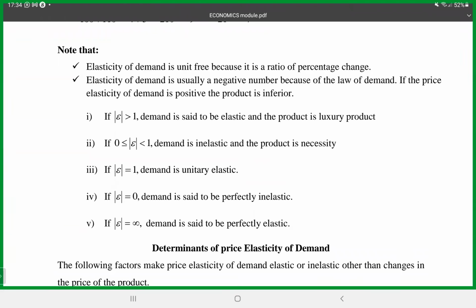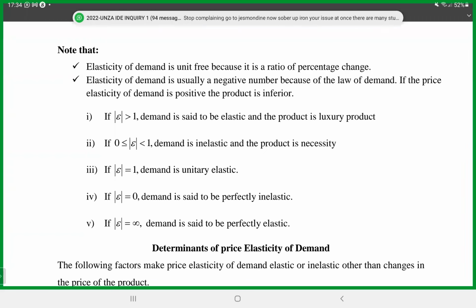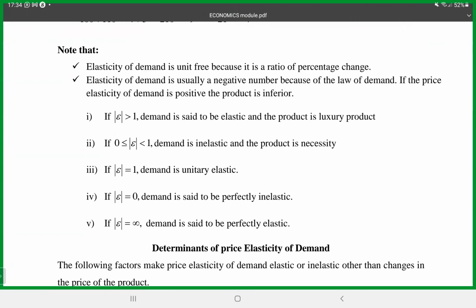What example of a good can you give us that exists, whose demand is inelastic? Any practical example. Even if you change the price, the quantity does not change. People will still buy the same quantity. We are asking the class.